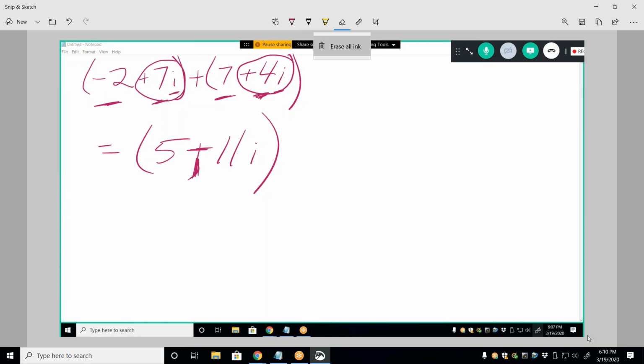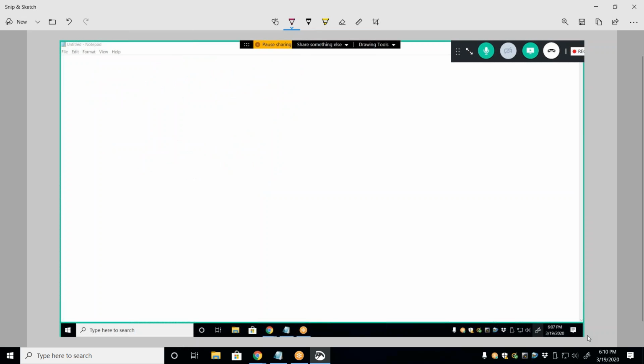Always just add the reals and then add the imaginaries. Or subtract the reals and subtract the imaginaries if it's a subtraction problem. Okay. So it's 5 plus 11i, correct? Yeah, I think so. I erased it already. Yeah, that's correct. Okay. What's the next?